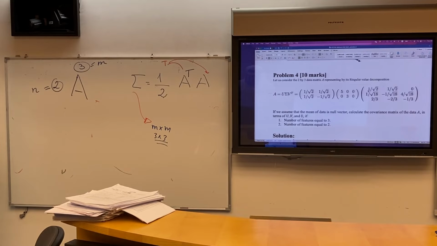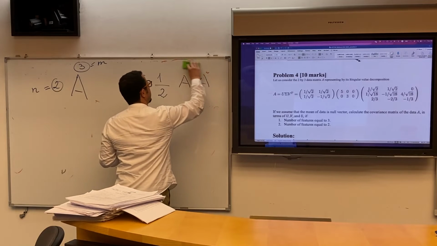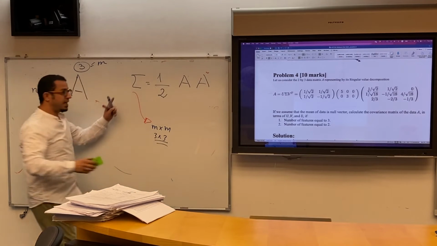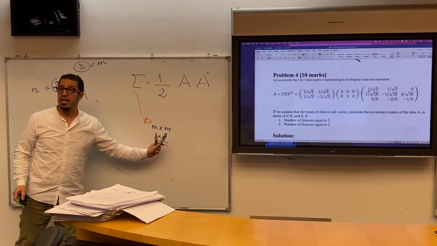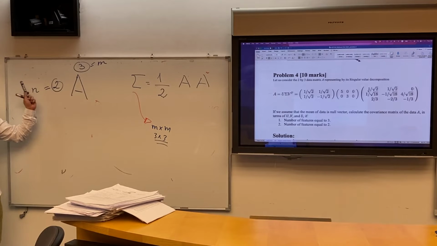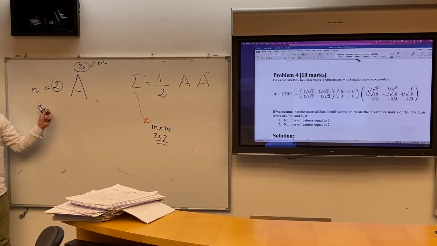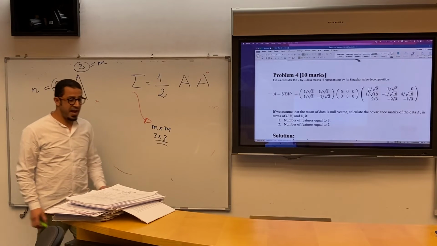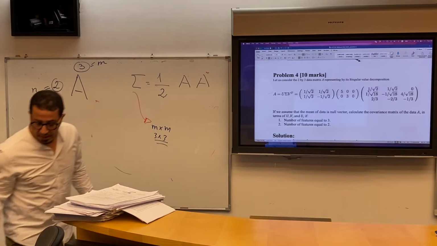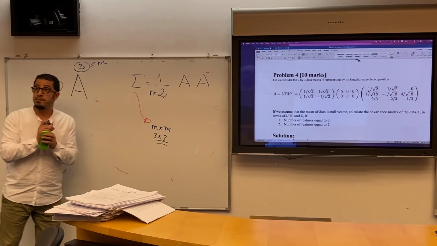Is it clear? Can you repeat again? Okay. First of all, size of the covariance matrix is always m by m. Clear? And in the specific question here, they said number of features is 3. So m is here, right? And n is here, correct? The size of this one should be m by n. So here we have n. N is 2. Clear here?